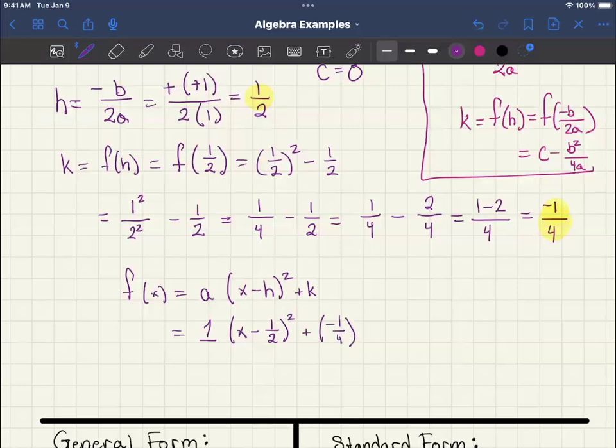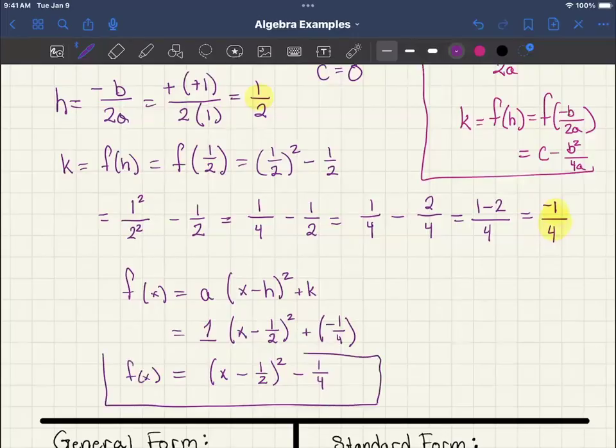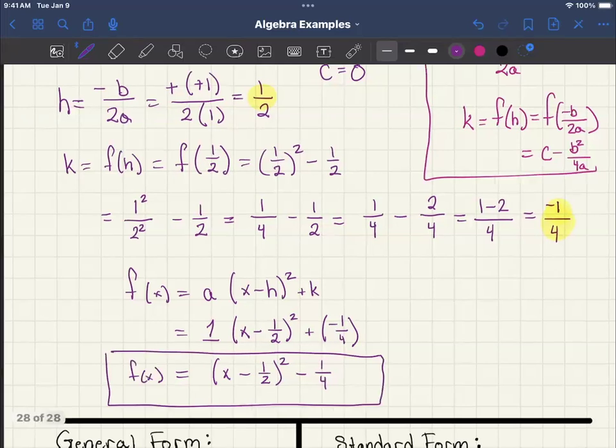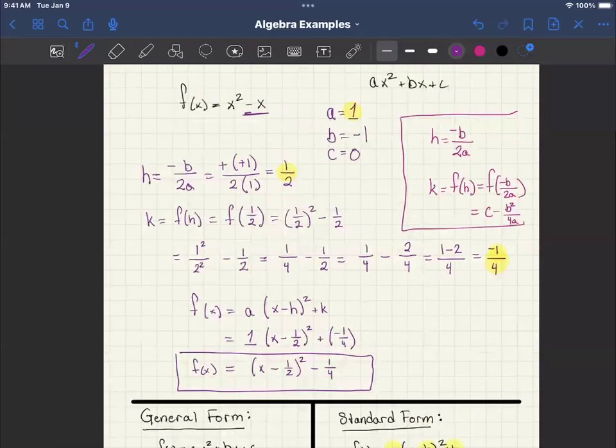I'm going to go through one more step and clean this up a little bit. Instead of writing 1 times something, we always know the 1 kind of disappears. So we can write this as X minus 1/2, quantity squared, and adding a negative is the same as subtracting a number. So we can write it out as -1/4 on the end. So here is our solution for the standard form of the equation x squared minus x.